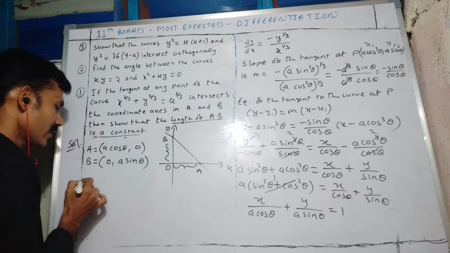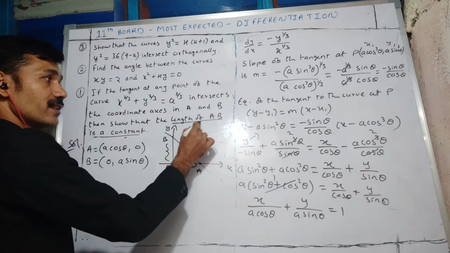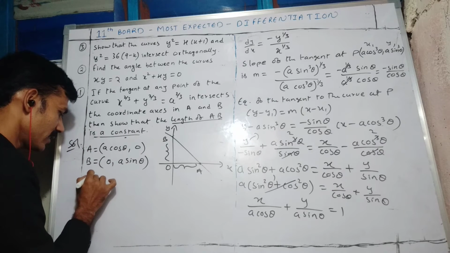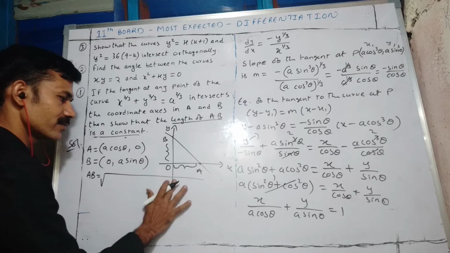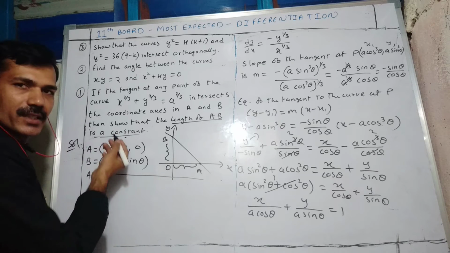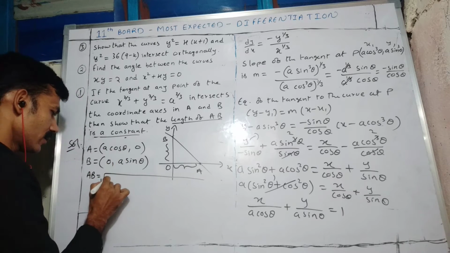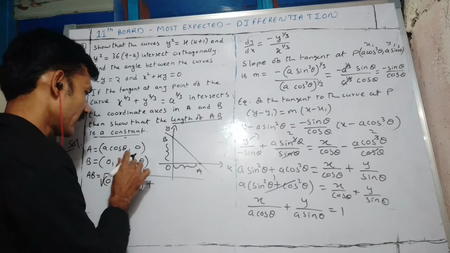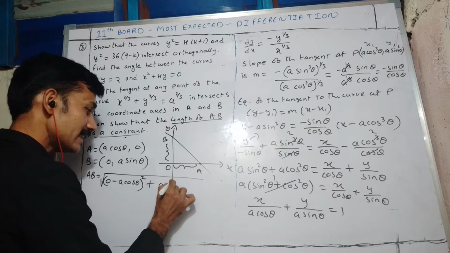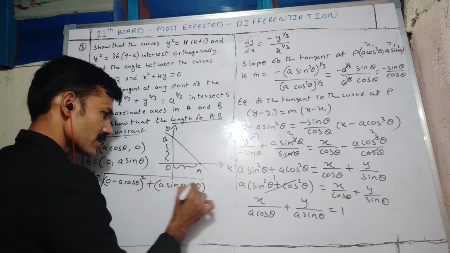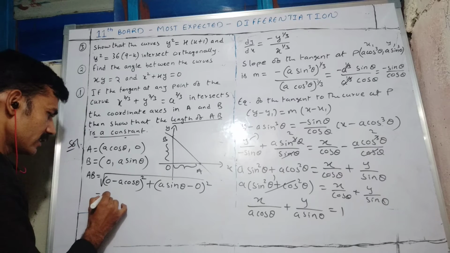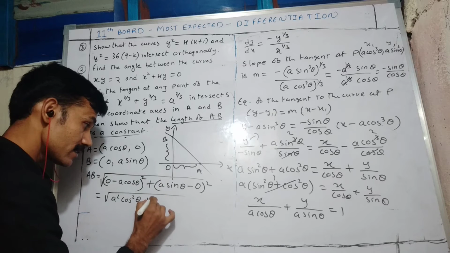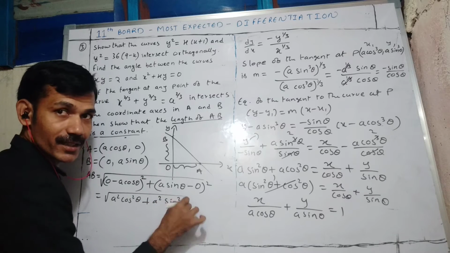Okay. Now what they asked us to show: the length of AB is constant, we have to show. So we have to find the distance between A and B. Distance formula we know. x2 minus x1 whole square, 0 minus a cos theta whole square, plus y2 minus y1, a sin theta minus 0 whole square. So this is a square cos square theta and this is a square sin square theta.